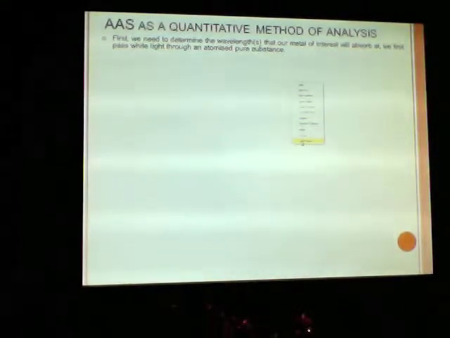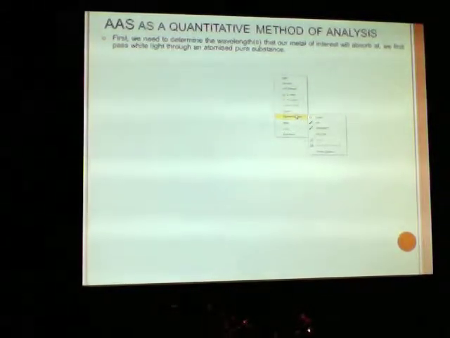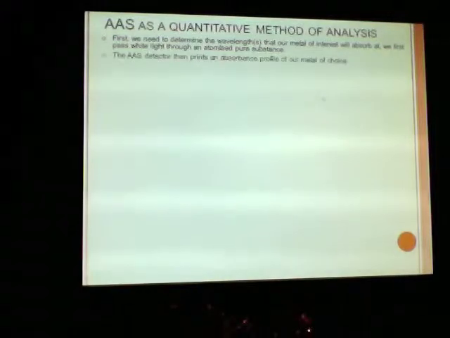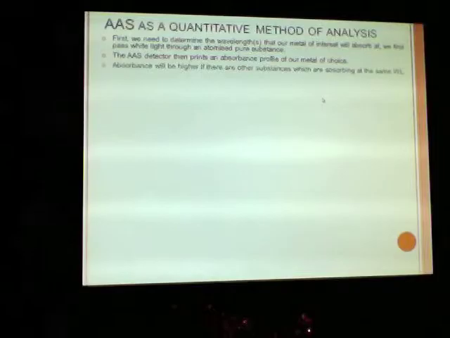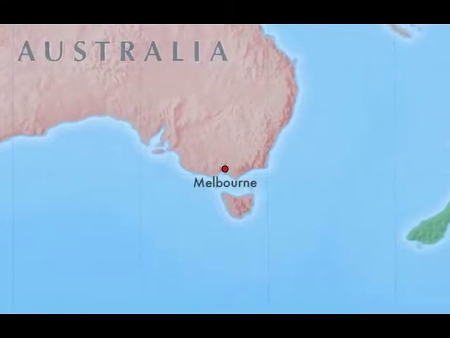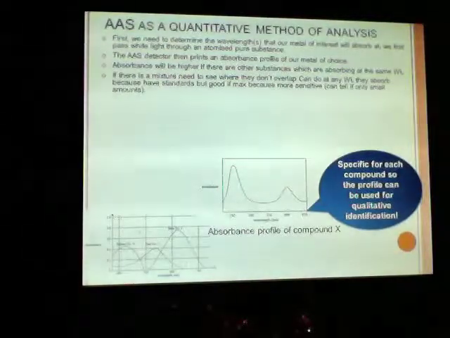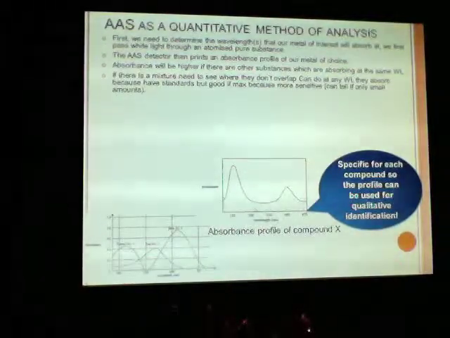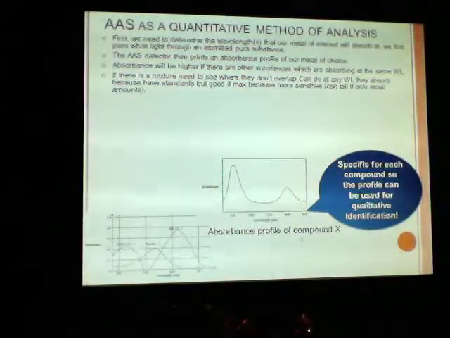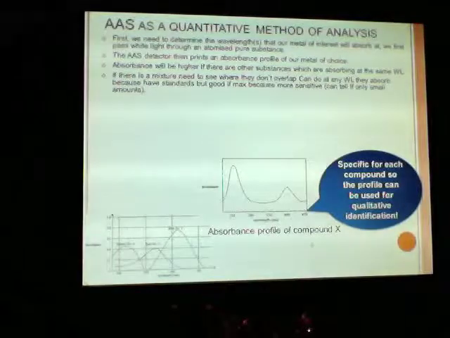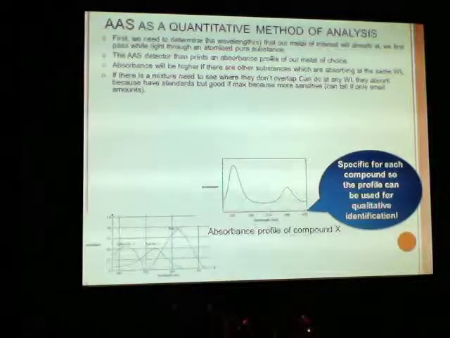Okay, so let's keep going through it. Now, the detector then prints an absorbance profile, as I said. Okay, so here we have two components. What can we say about this? We have two graphs. Let's look at this graph. We know that it's a single compound, compound X, right? So where does compound X absorb the best?